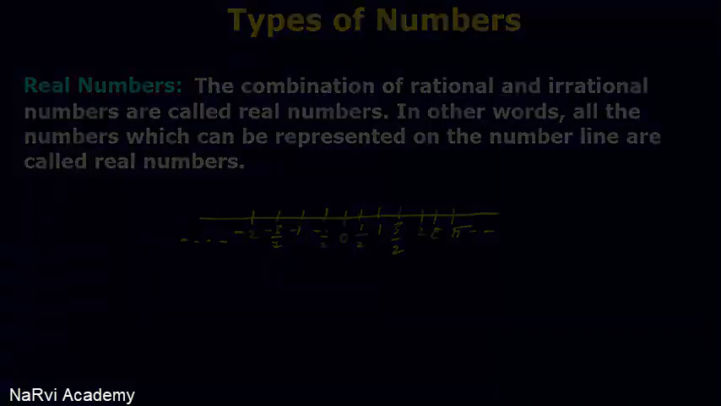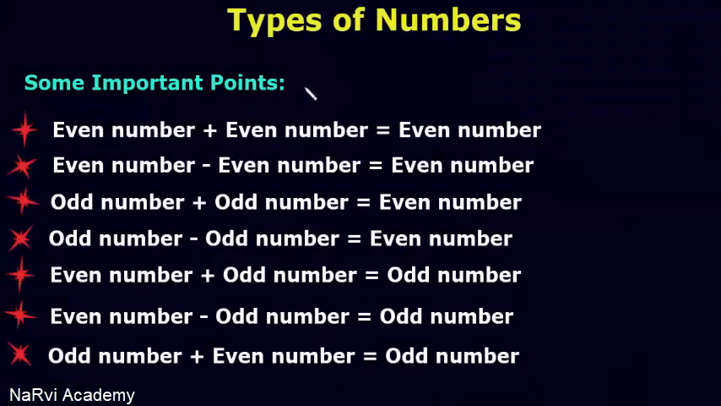Let's move on. I have added some important points here. If you add even number with another even number, you will always get even number. For example, 2 plus 2 equal to 4, which is also an even number. If we will subtract one even number from another, we will always get an even number. For example, 4 minus 2 equal 2, and it's an even number.